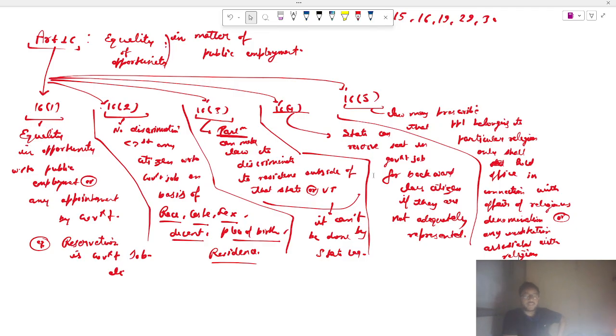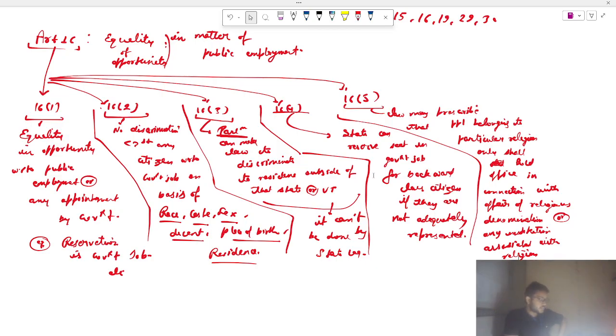Article 16.5 says that law may prescribe that people belonging to certain religions can only hold office in the institution associated with that particular religion. Basically, for Hindu institutions, only Hindu people can hold the office. For Muslim institutions, Muslim people can hold the office. For Sikh institutions, Sikh people can hold the office. That can be done by law. This has been mentioned in Article 16 clause 5.